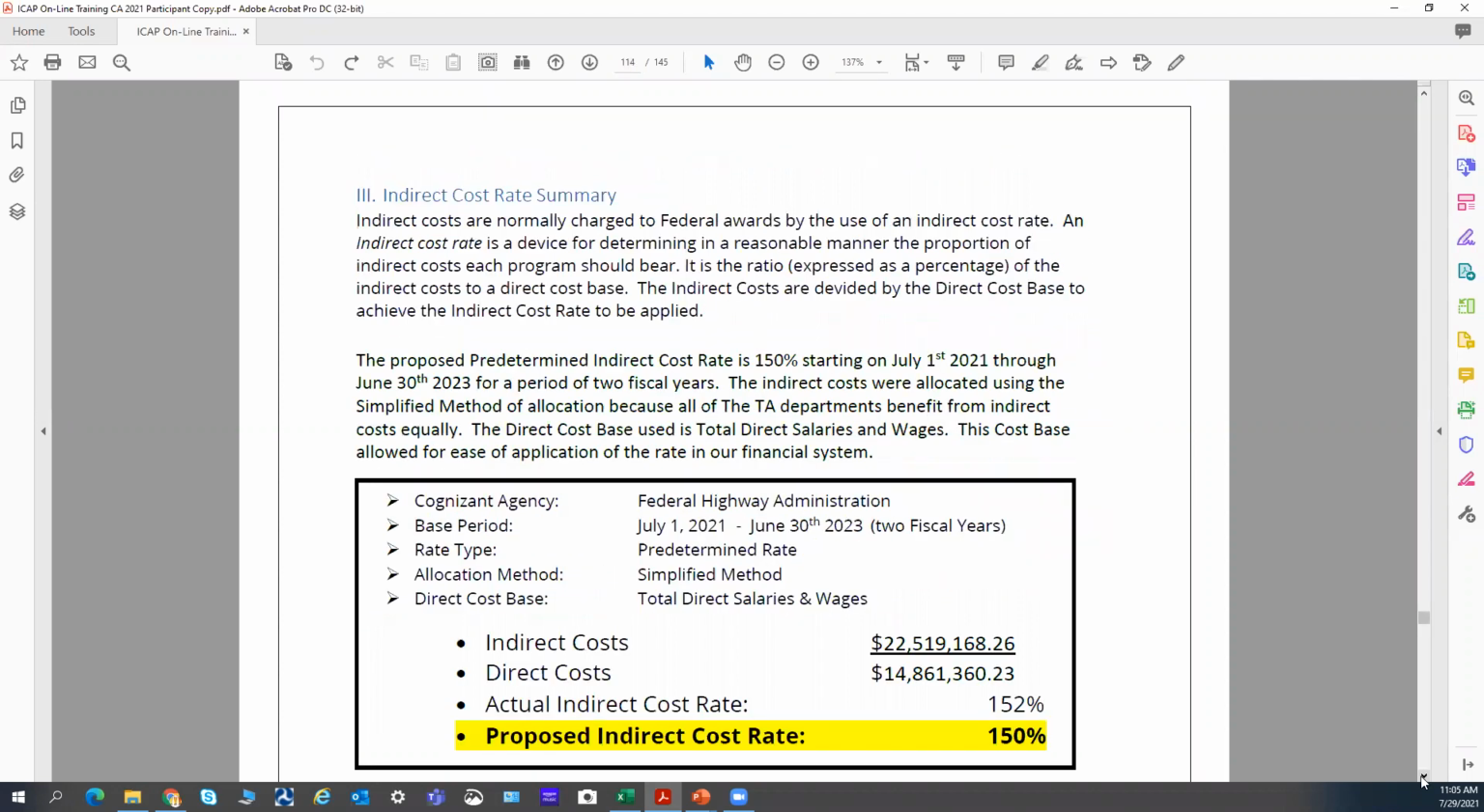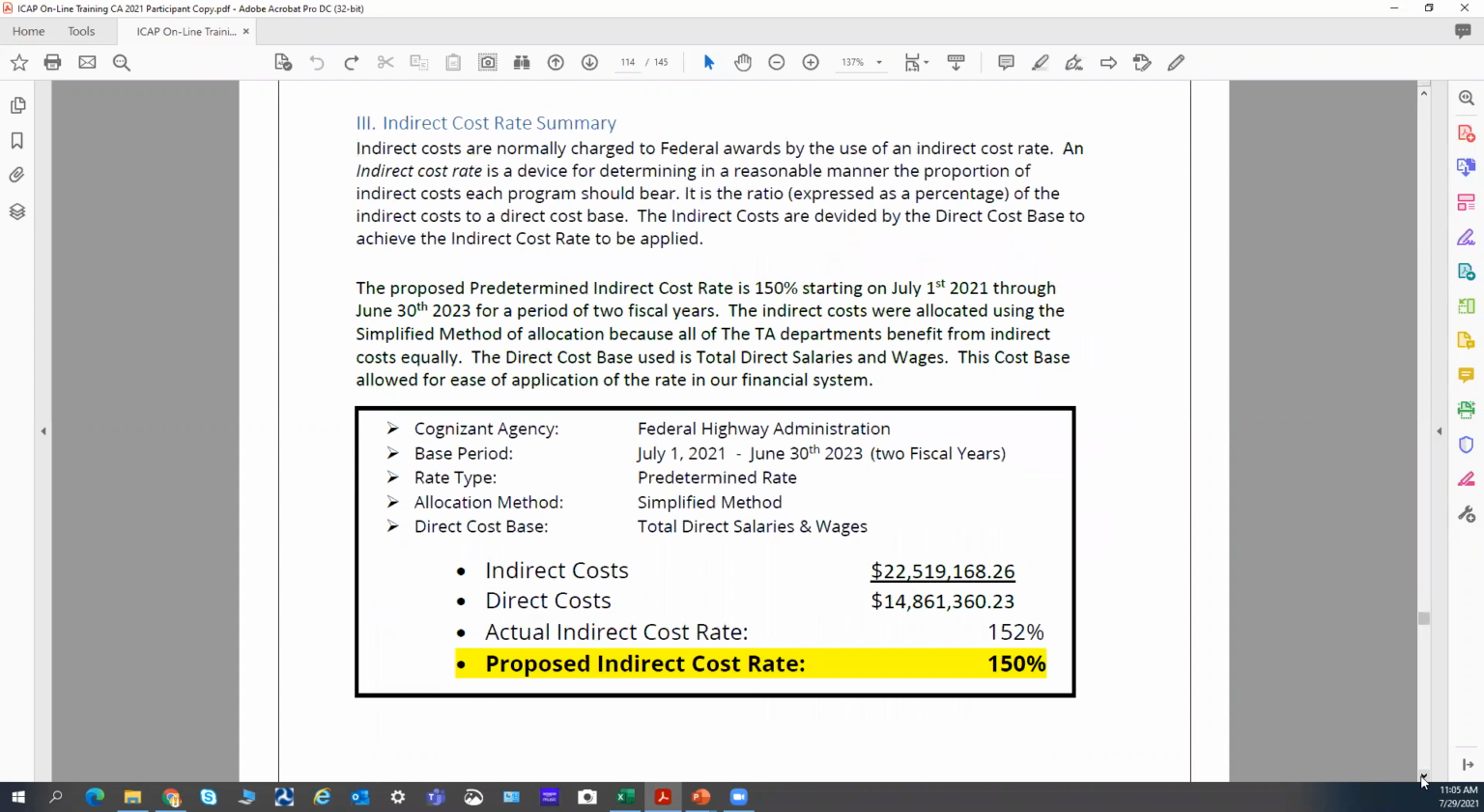Then we move right to the summary. And if you guys have any questions as you're following along with me, by all means, you can stop me if there's anything in here. I'm keeping an eye on time. We'll take a break in about 10 minutes, but in the summary, it continues on. And here we talk about what the proposed indirect cost rate is going to be, what the period is going to be, July 1st through June 30th of 2023.